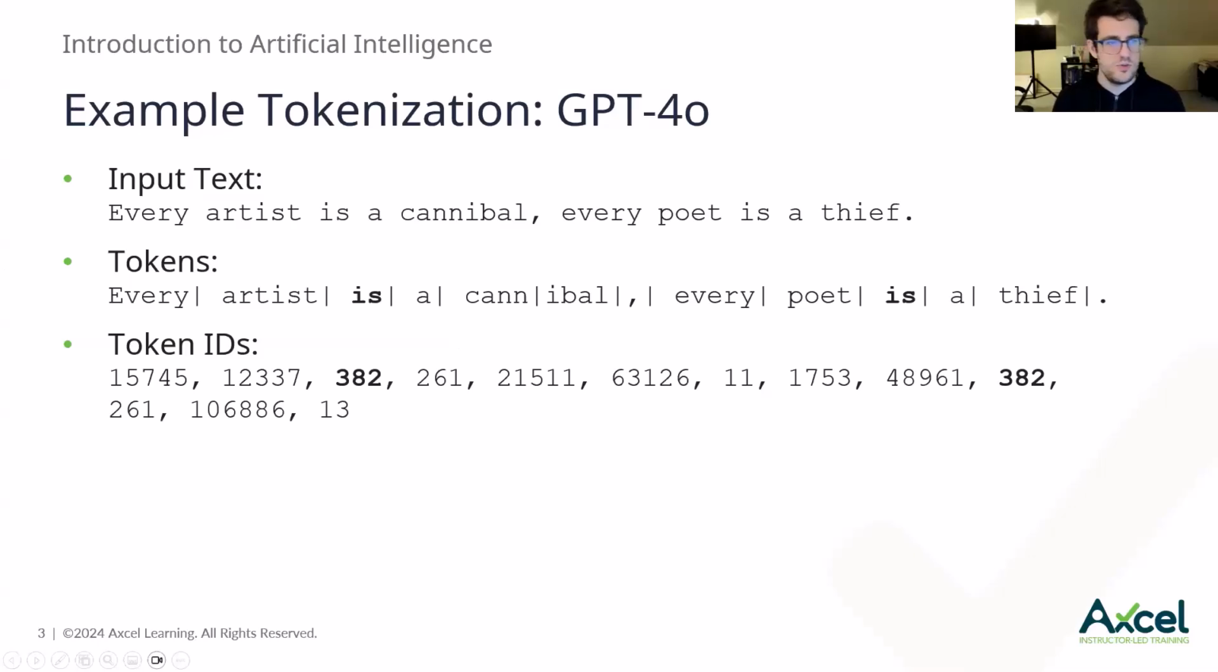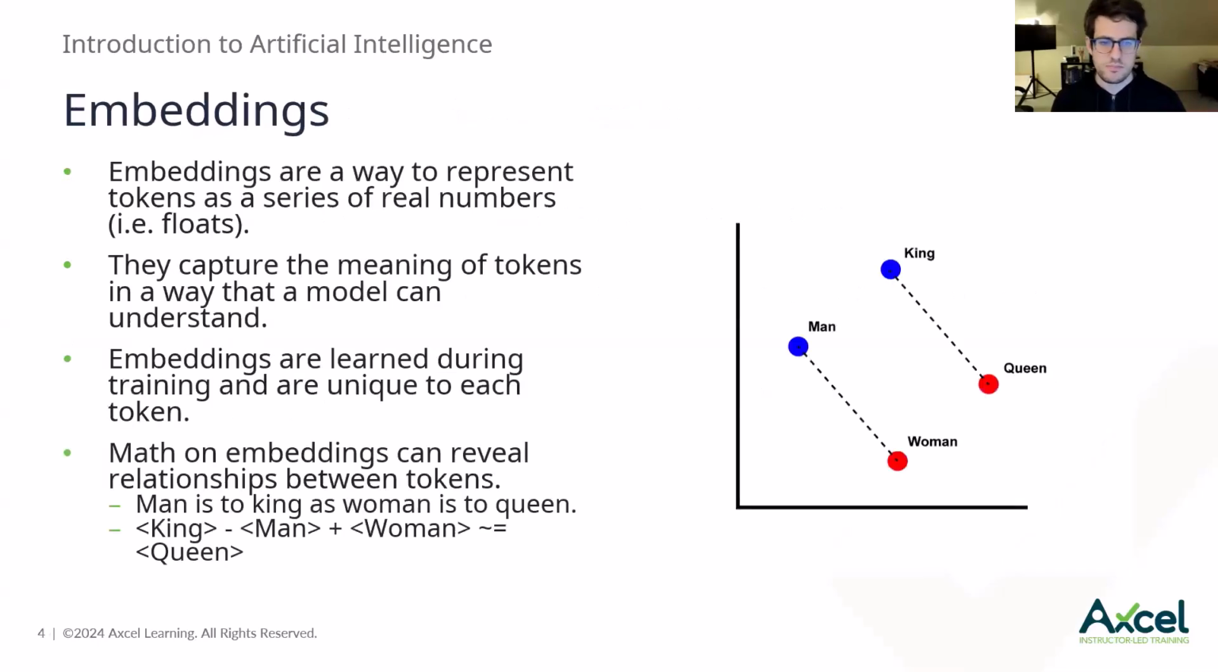If we move on from these token IDs, we can now embed them. And the embeddings are a way for us to put these tokens into a series of real numbers, a vector, an array of floats. And this is useful because we can do mathematics on those vectors. And these vectors will capture the meaning of the tokens. They have been learned over millions and trillions of examples, and they are unique to each token.